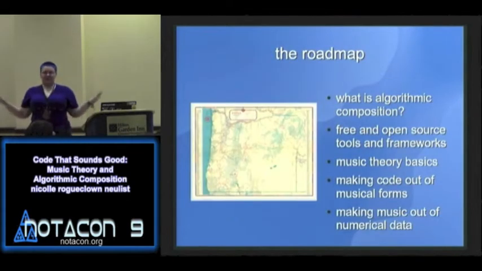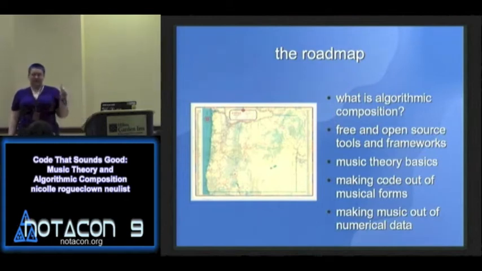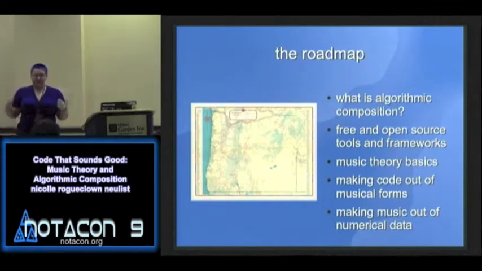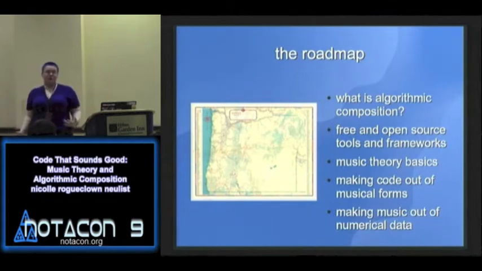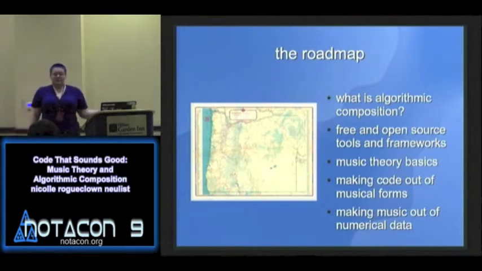Now, these are the general topics that I'm going to hit on in this talk. I'm going to say what algorithmic composition is, and give you a list of free and open source tools and frameworks. Don't worry about writing any of these links or lists down. These slides, as well as any code I show, are all going to be downloadable on my website. They're already up there.